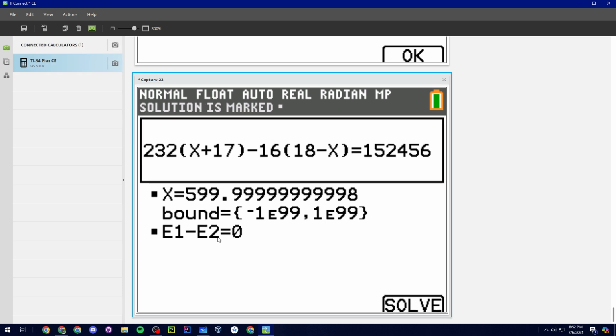Oh, interesting. It's not perfectly 600. Sometimes this is just a rounding error because the way it solves it is through approximation. So it thinks that 599.999999998 is pretty much the answer. You'll notice this more for bigger numbers. If it was like x plus 1 is equal to 2, it'd give you a perfect answer of 1. But with big numbers, they'll do that.